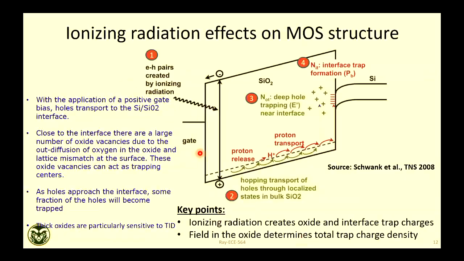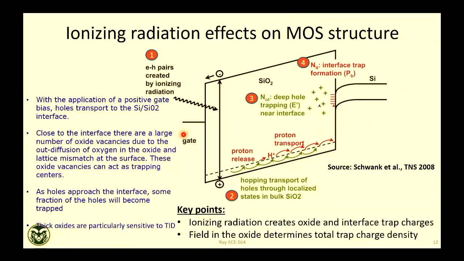Okay, so these are the few steps of how total dose effects come in a MOS structure. MOS means metal oxide semiconductor, which is the typical gate stack in CMOS electronics. So this is your gate, the metal gate. This is the oxide, silicon dioxide, and this is the silicon. So this is your MOSFET gate stack in horizontal fashion.